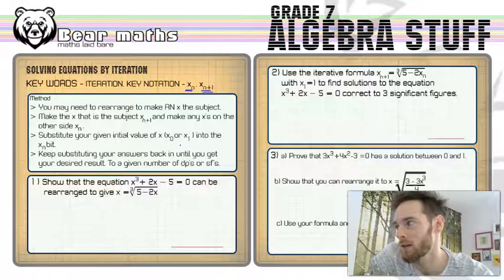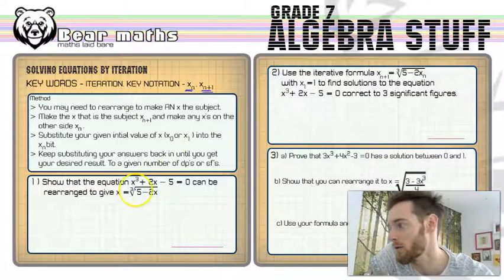So you may need to rearrange to make an x the subject. Not always. You might get given the formula straight away. All right, but you may need to rearrange it to make an x the subject. It could be, in this first question here, I've got x cubed, and it could be 2x. You've got either option there. Either one of those x's could be made the subject.